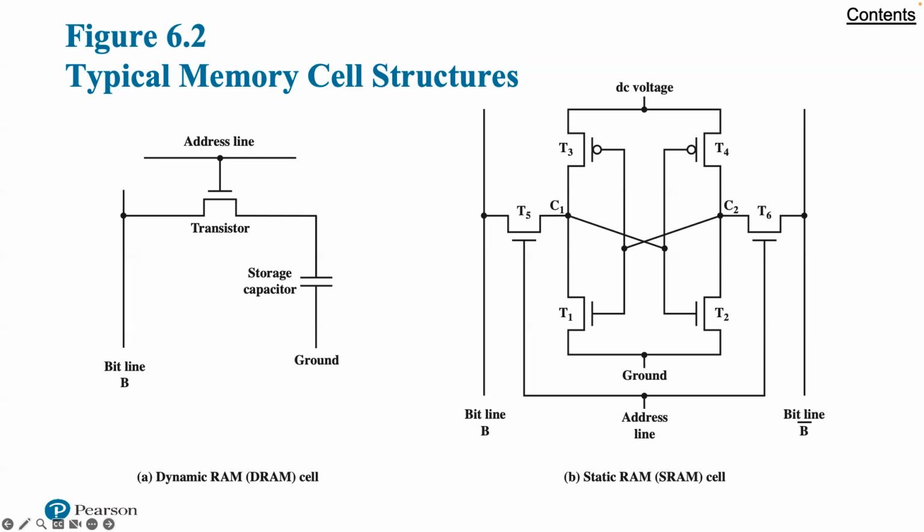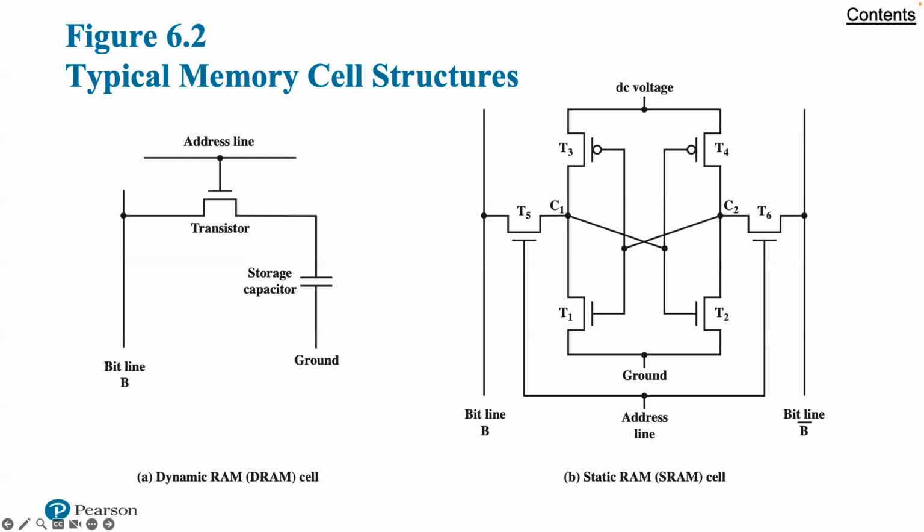Although the DRAM cell is used to store a single bit, 0 or 1, it is essentially an analog device. The capacitor can store any charge value within a range. A threshold value determines whether the charge is interpreted as a 1 or 0.